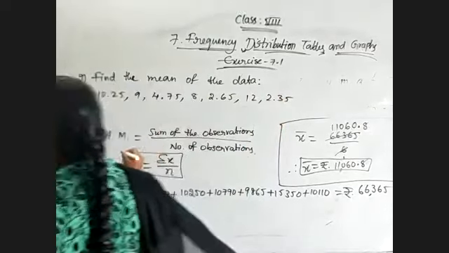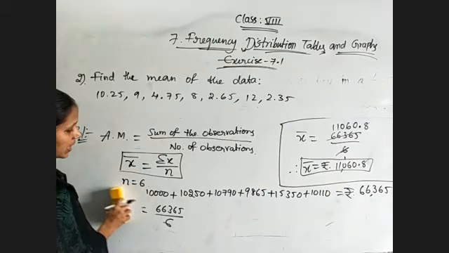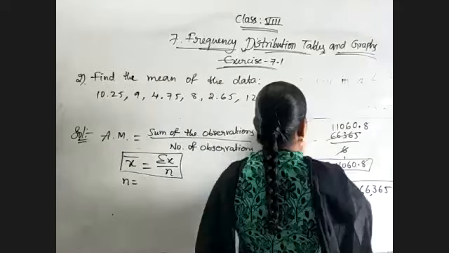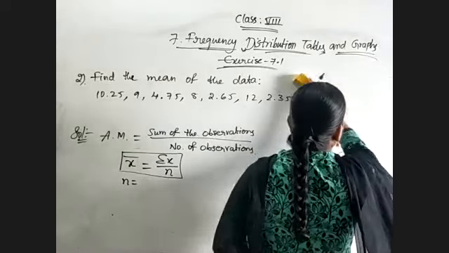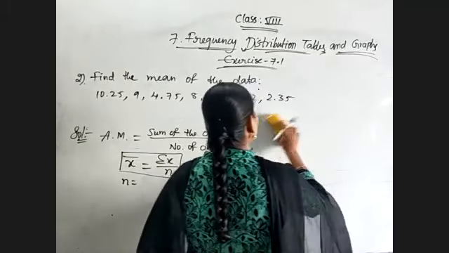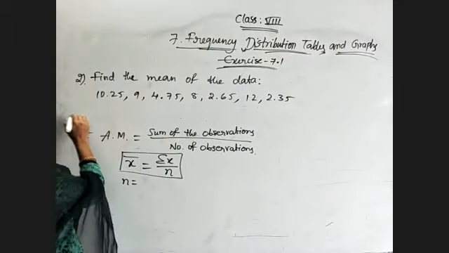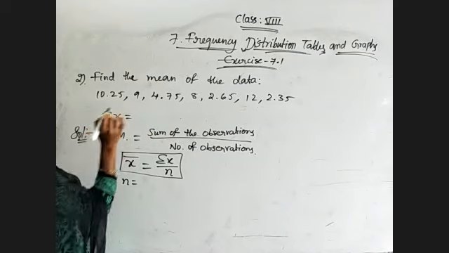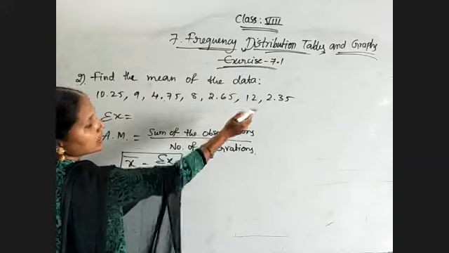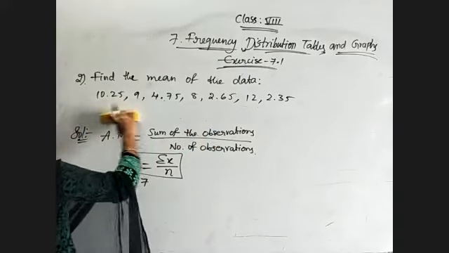2.35. So we know that arithmetic mean is equal to sum of the observations by number of observations, and here sum of the observations we need to find. So sum of the observations, sigma x will be equal to, and n is 1, 2, 3, 4, 5, 6, 7. N value is 7. Just find the sum of the observations now. What will you get?